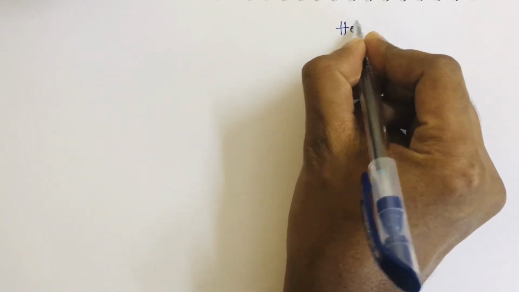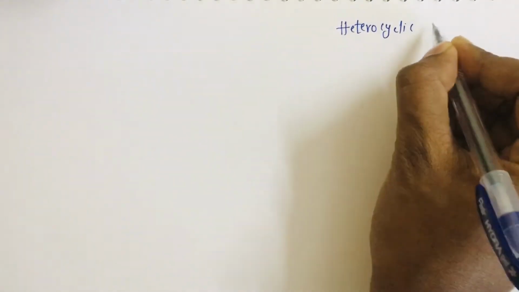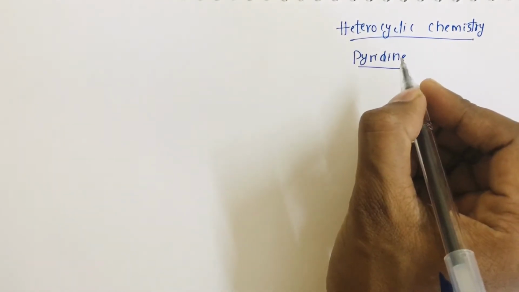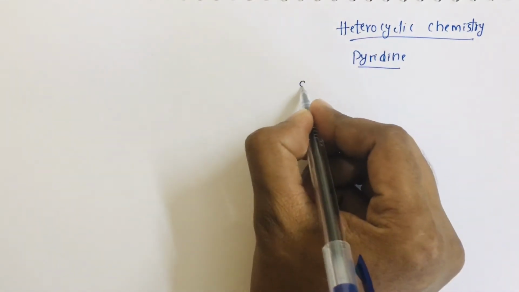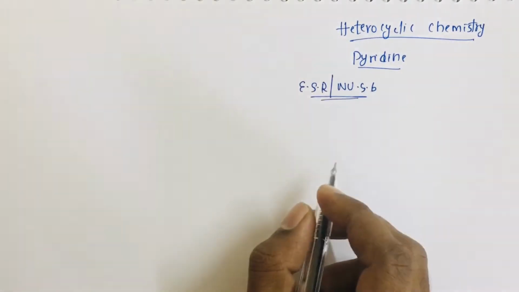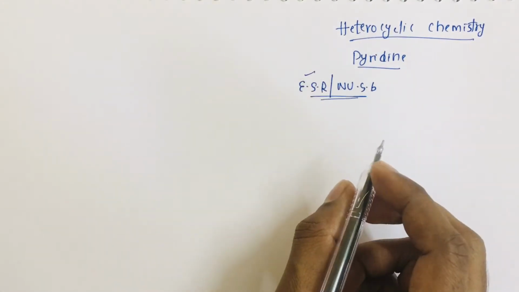So next topic, heterocyclic chemistry. First, I talk about pyridine, because pyridine is important from an examination point of view. In pyridine also we have electrophilic substitution reactions and nucleophilic substitution reactions. So these things we talk about first. First we'll go for the electrophilic substitution reactions.